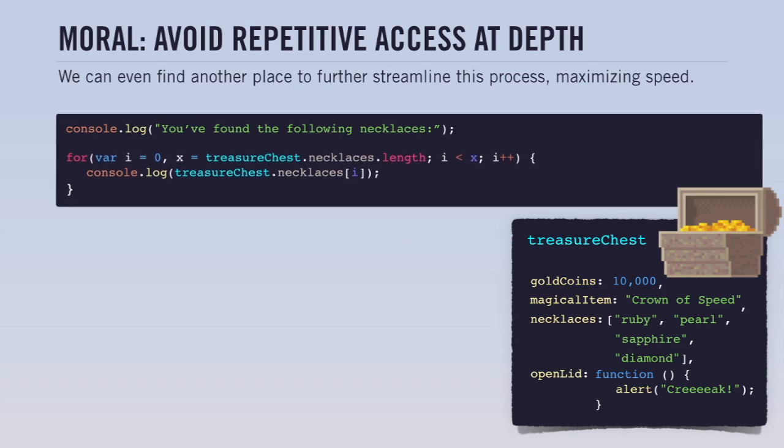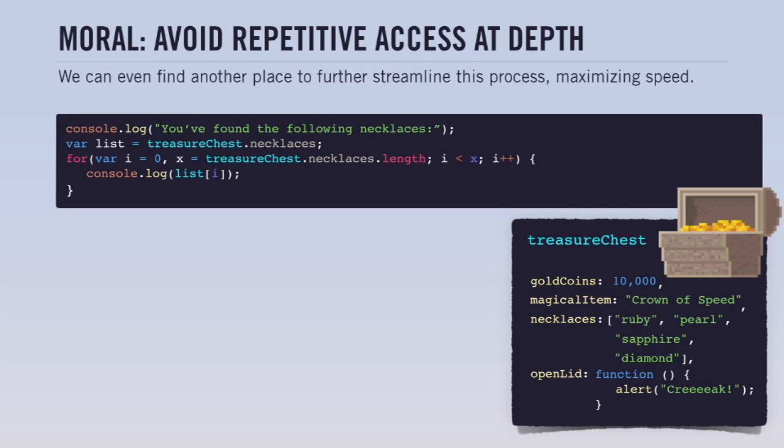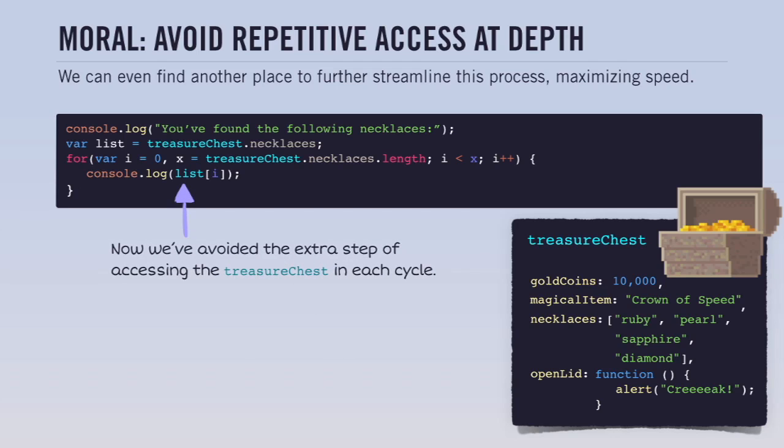So we'll make a new variable and we'll call it list, and it's going to be the array of necklaces. And we'll just assume that this list variable is going to get used someplace later in our code that we don't see yet. But by creating that list variable, we now can use it inside of our log without accessing the treasure chest object. Now you can see if we drop that list variable down and scoot it over, we will be logging out the ith index of the list variable. And we've avoided that extra step of accessing the treasure chest each time.